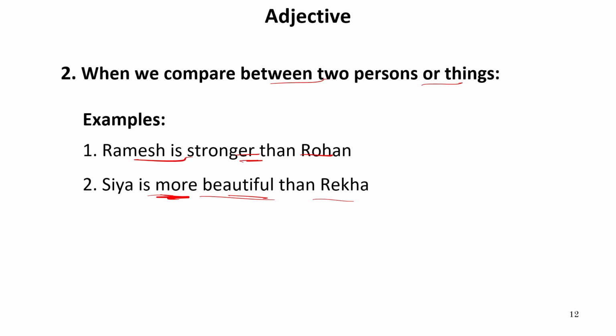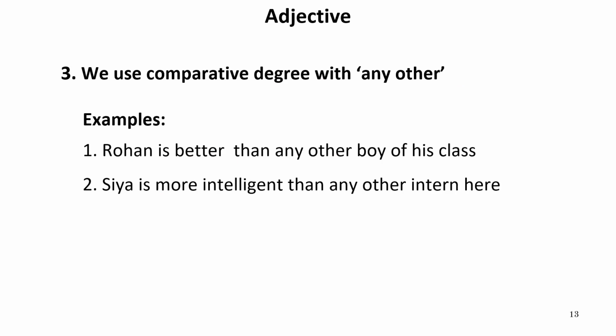Now let us move further. We use comparative degree with any other. Whenever we have the phrase any other, we only use comparative degree of adjective. For example, Rohan is better than any other boy of his class. Because Rohan is being compared with the other boys of his class, we use any other. And after any other, we can only have the singular form of noun. She is more intelligent than any other intern here. So any other is followed by a singular noun. This should always be kept in mind.